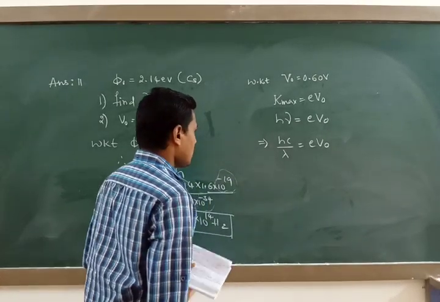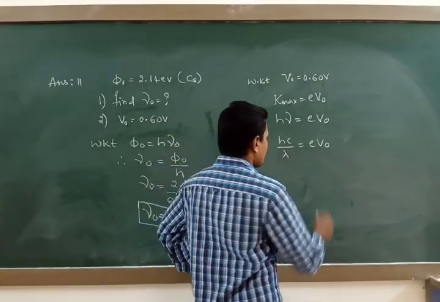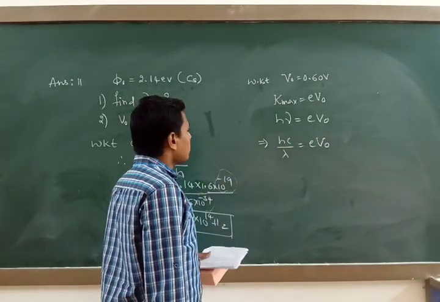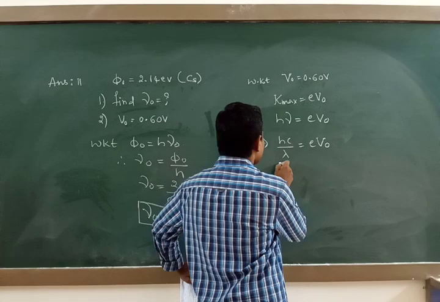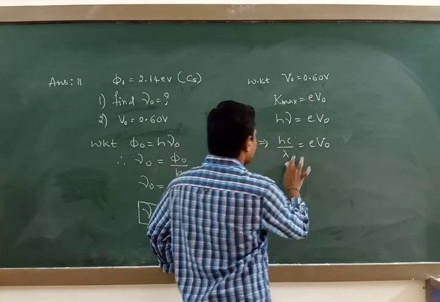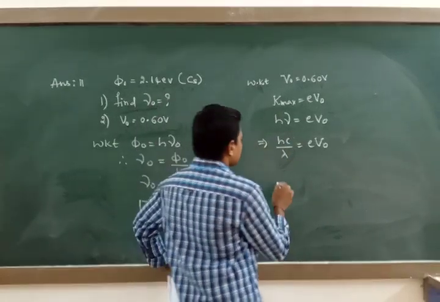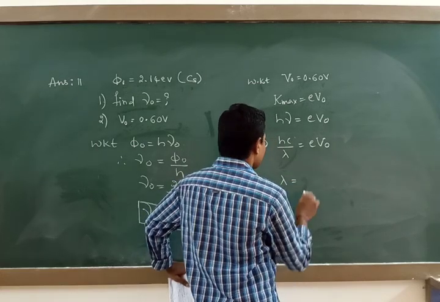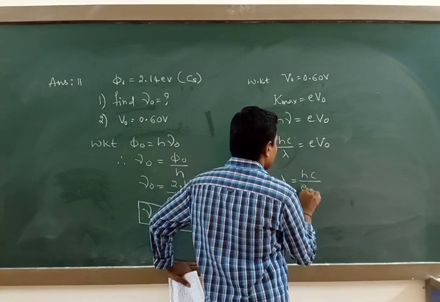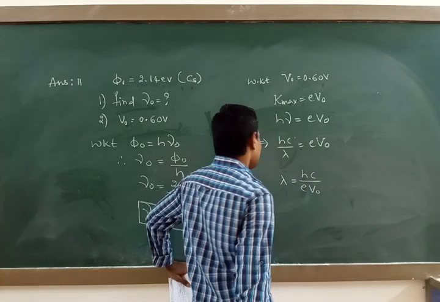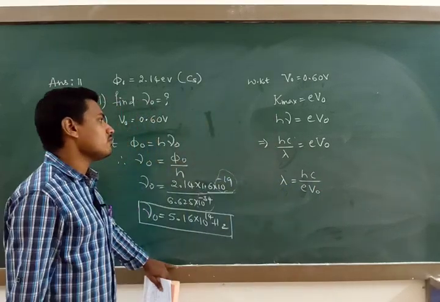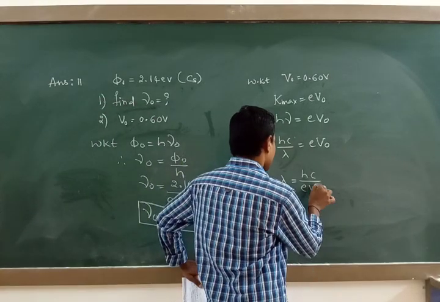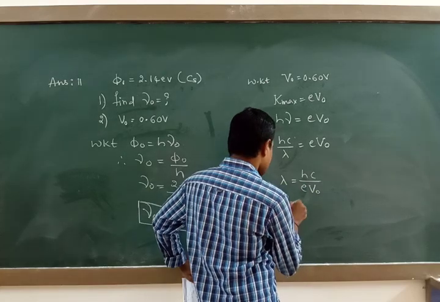Here lambda I want, so lambda value I need here, and here you have to take this value also in terms of electron volt, hc by lambda, but we have to find lambda. So what is the value of lambda? Very simple, the value of lambda is equal to hc divided by eV naught. Lambda is equal to hc by eV naught, so electron volt is there.